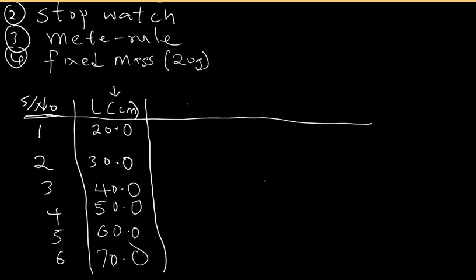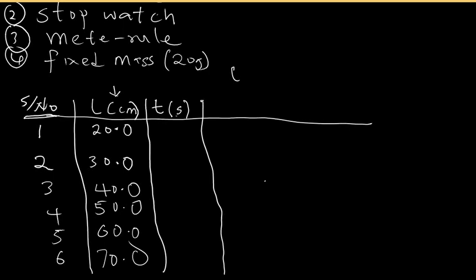Okay, so now for each of these lengths, you'll be asked to find the time for 20 oscillations. You'll be told the number of oscillations. You might be asked to find the time for 10 oscillations depending on the structure. Let's look at the time for 20 oscillations. So we'll measure that time in seconds, small letter t.